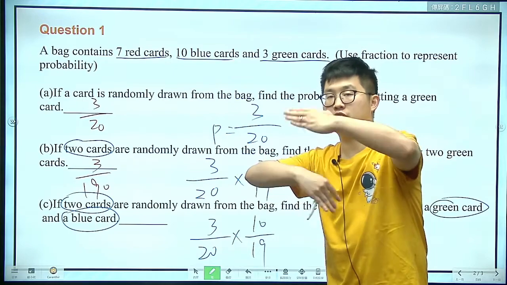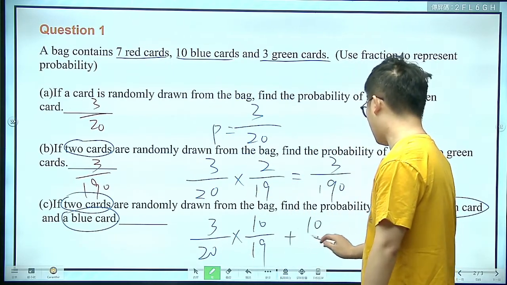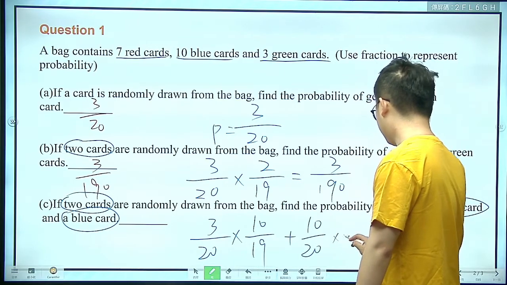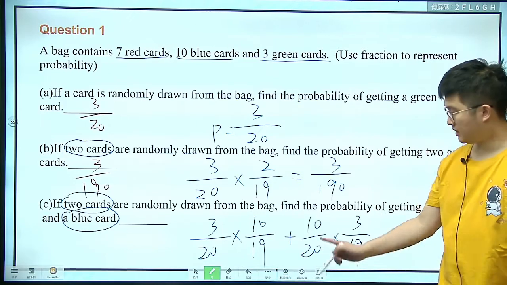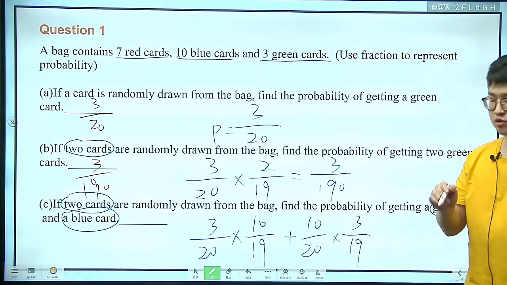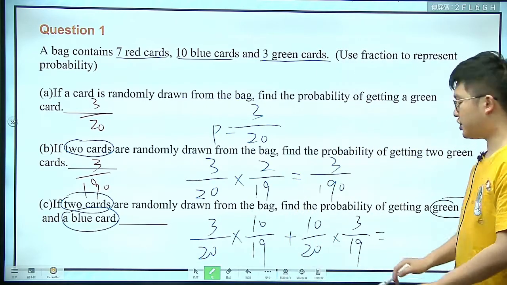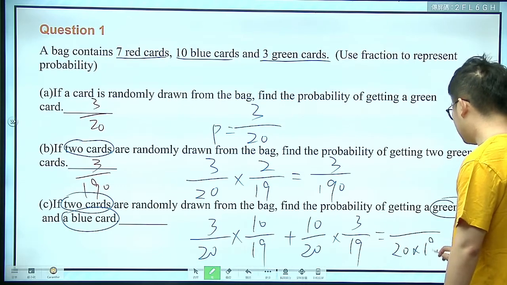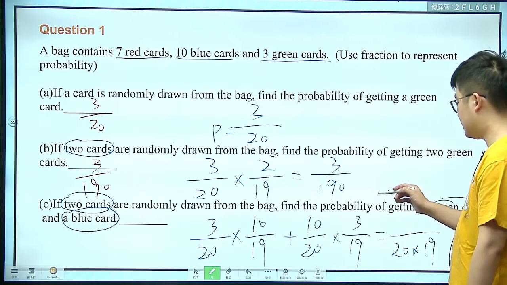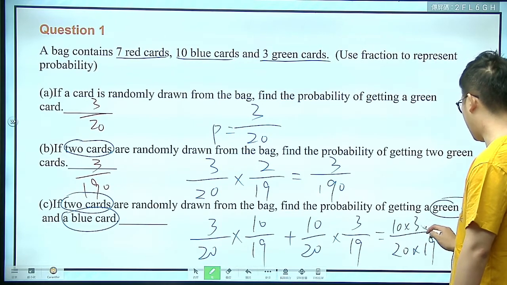Now they switch places. If we draw a blue card first, followed by a green card, then it would be 10 over 20 times 3 over 19. We can simplify this into 20 times 19, and there will be 10 times 3 times 2.